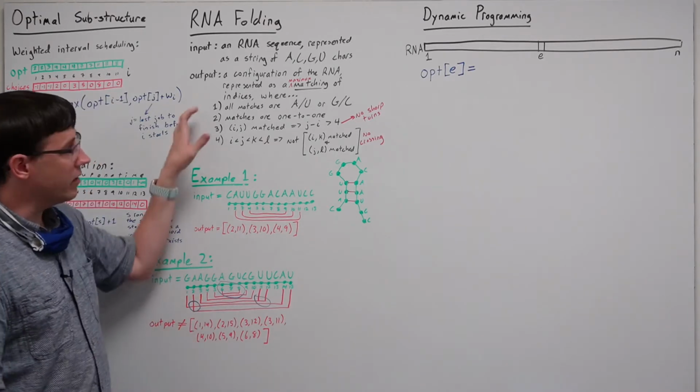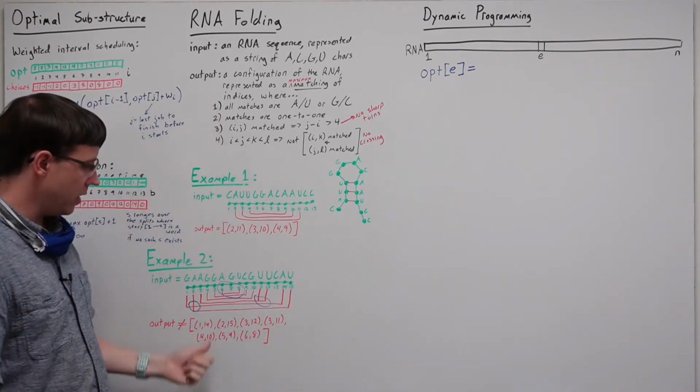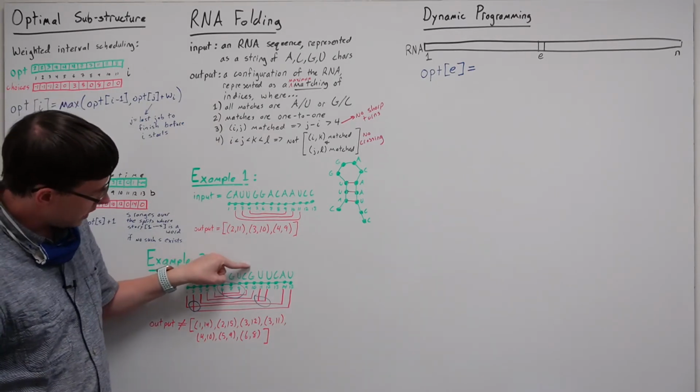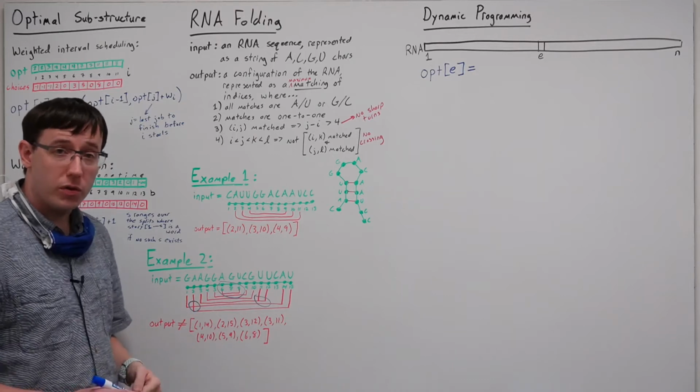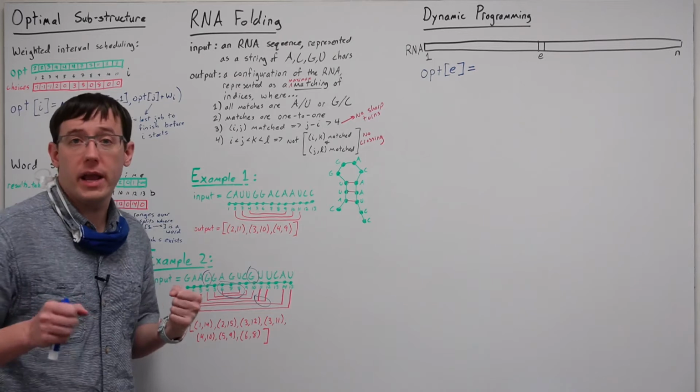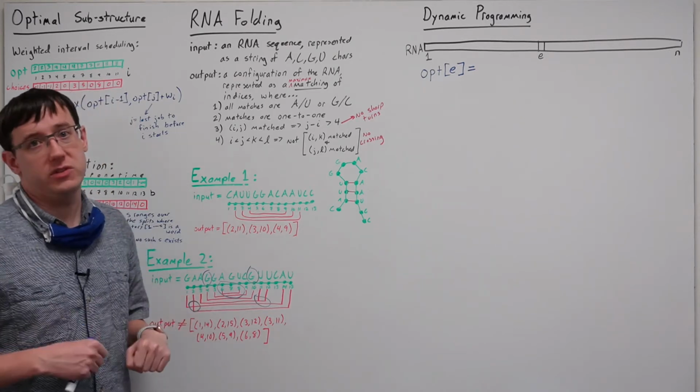And finally, we have a violation of the first constraint, because when we matched 4 and 10, those are both G, which is not a way that the RNA is likely to fold itself.